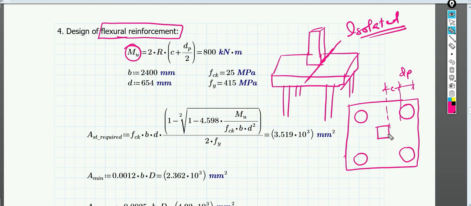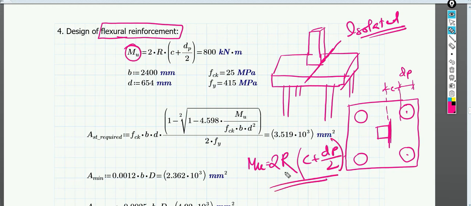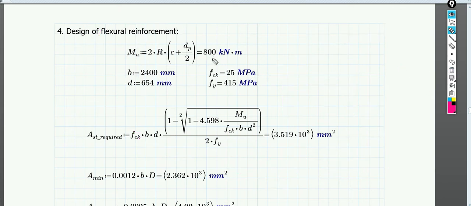So if I want to find out the moment at the face of the column, then it will be moment Mu equal to whatever reaction. In this direction we have two piles, so two reactions will come, 2 into R, and the distance is basically C plus dp by 2. So this is what we have done here. The moment that we have calculated comes out to be 800 kilonewton meter.